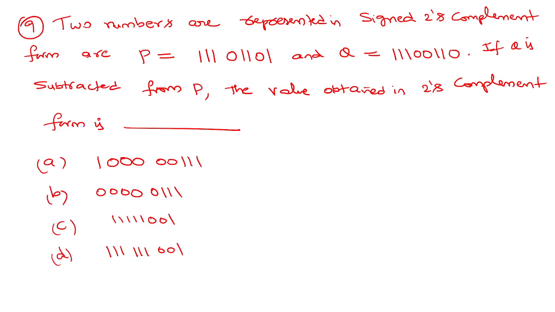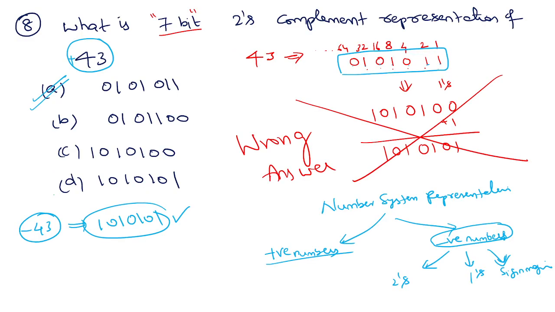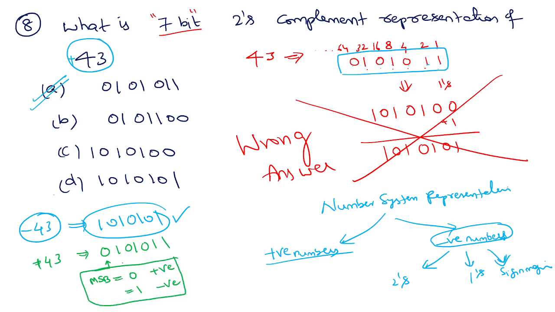Now this one. Anyway, the topic has come. If you look at plus 43, what is its representation? 0, 1, 0, 1, 0, 1, 1. You look at the most significant bit, the MSB: that is equal to 0 if it is a positive number, and equal to 1 if it is a negative number.